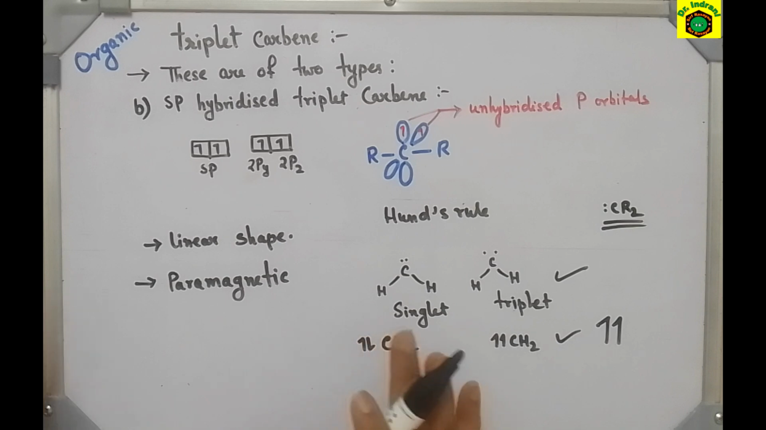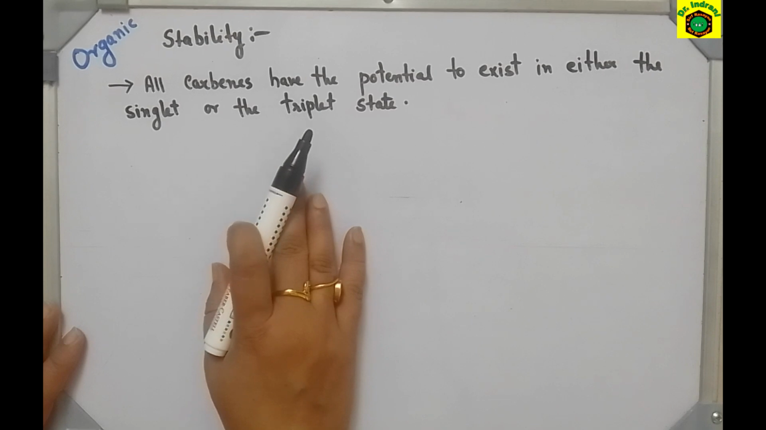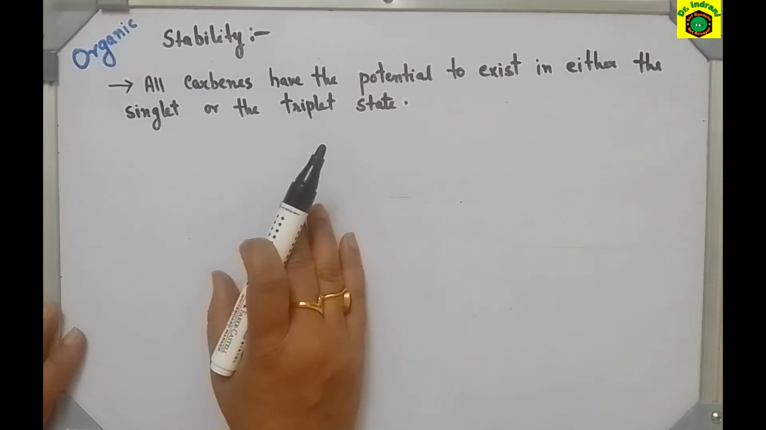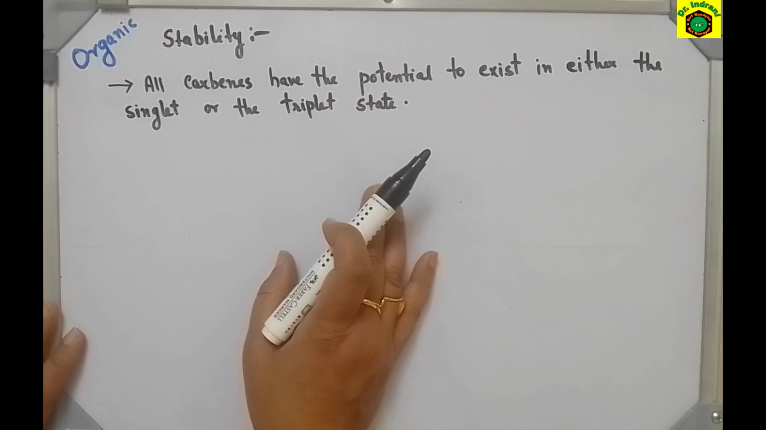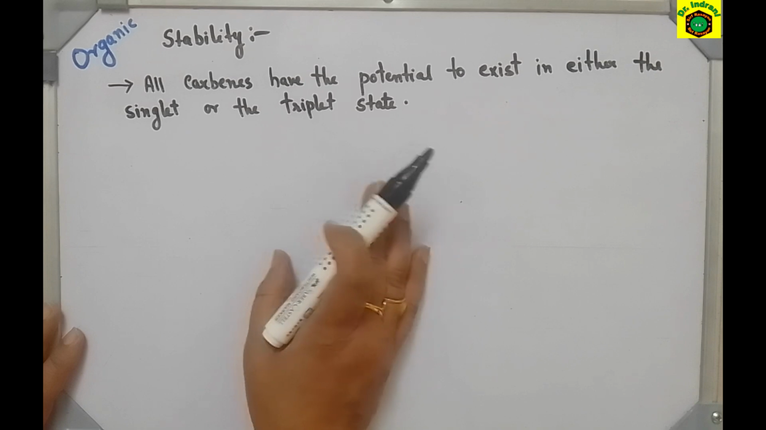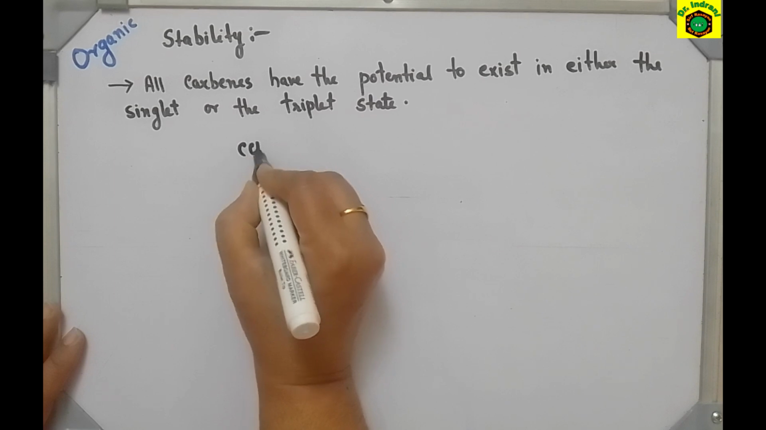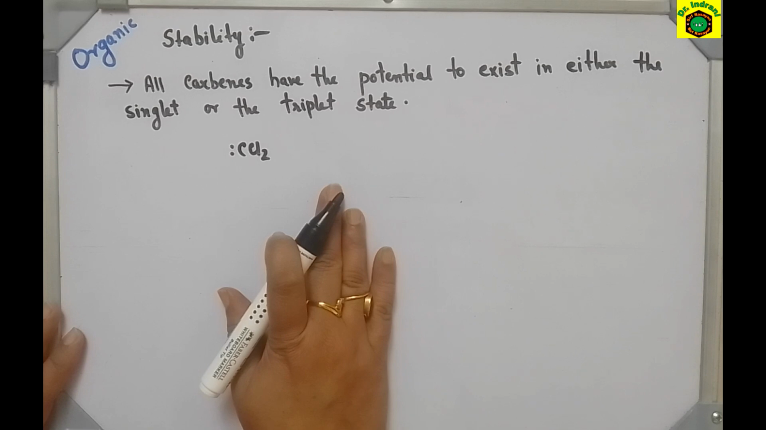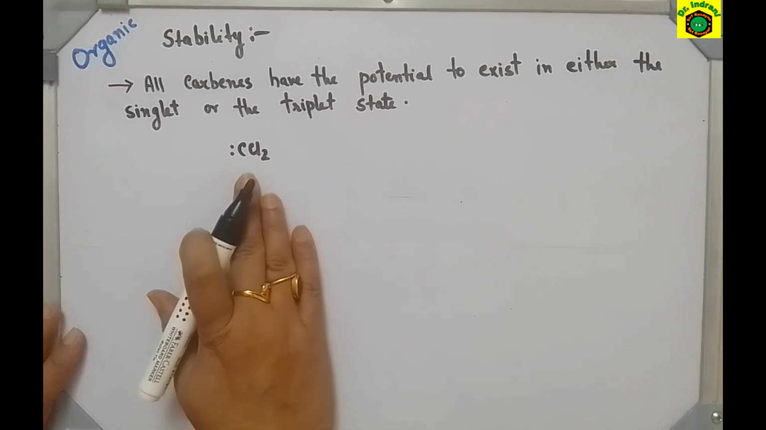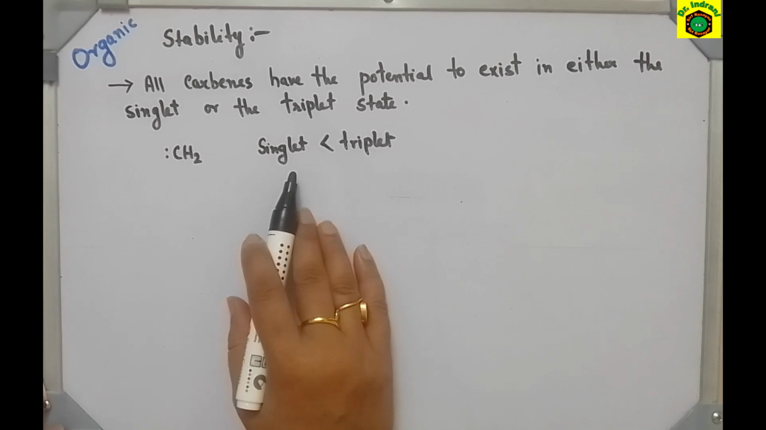Now we will see the stability of singlet and triplet carbenes. All carbenes have the potential to exist in either the singlet or the triplet state. If we say that methylene is a triplet carbene, that means the triplet is more stable. And when we say dichlorocarbene, CCl2, this is a singlet carbene. That means this singlet species is more stable than the triplet. Now see, for methylene carbene, triplet carbene is more stable than singlet carbene.